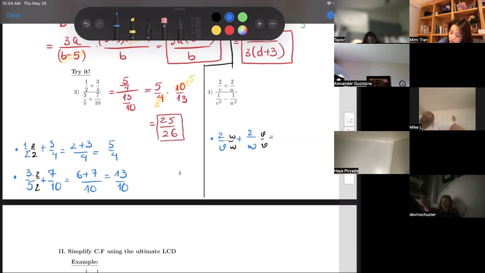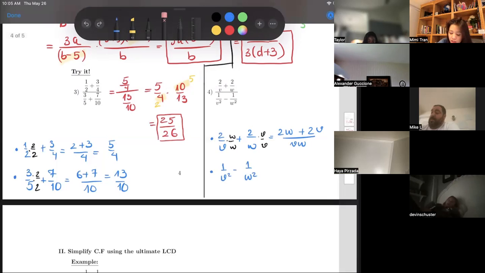So I have 2 times W, which is 2W, plus 2 times V, over VW. You can factor the 2 out if you want. Maybe I will, I'll do it later though. And here, this one is 1 over V squared minus 1 over W squared.